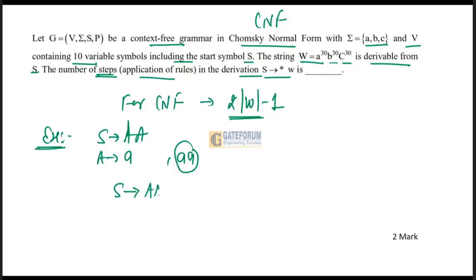S derives AA, thereafter it will further derive AA, and then I will have this particular string. So the number of steps derivable is 3 steps. Step 1, 2, 3, one by one. So here 3 steps are there, right?